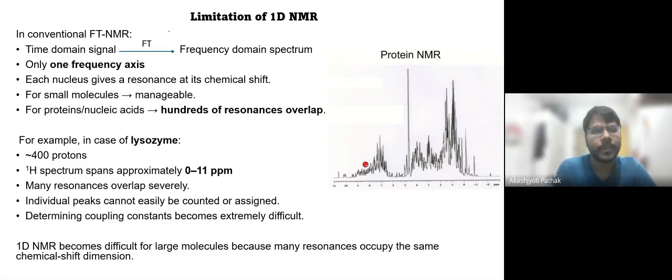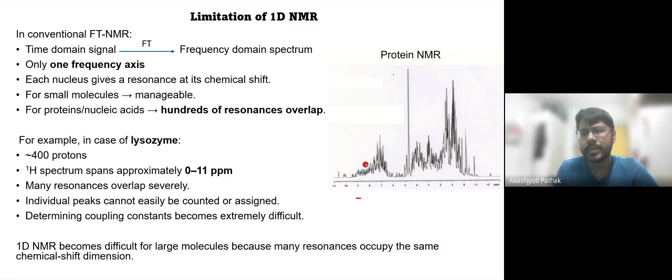In the conventional Fourier transform NMR experiment, what we are doing is collecting the FID. The FID that is collected is in the time domain. Then we do a Fourier transform so that this time domain can be converted into a frequency domain, because when we look at NMR spectra, we see the chemical shift frequency on the x-axis and the intensities on the y-axis. So after a Fourier transformation, we can convert this time domain signal into a frequency domain spectrum. In 1D NMR, we only have one frequency axis.